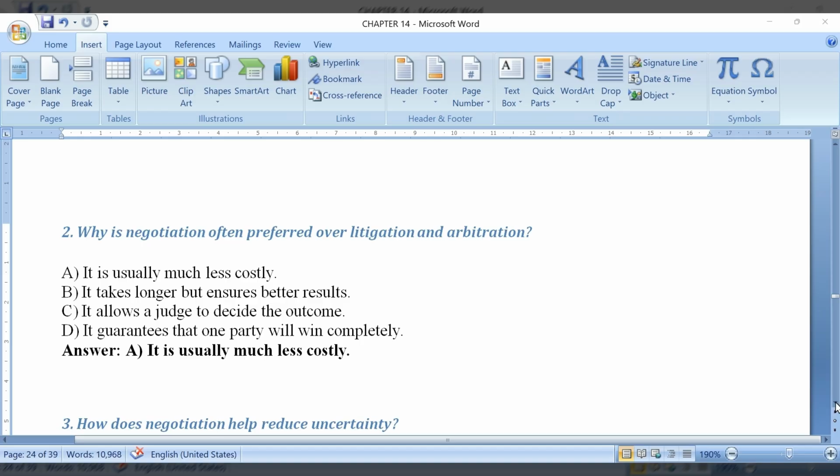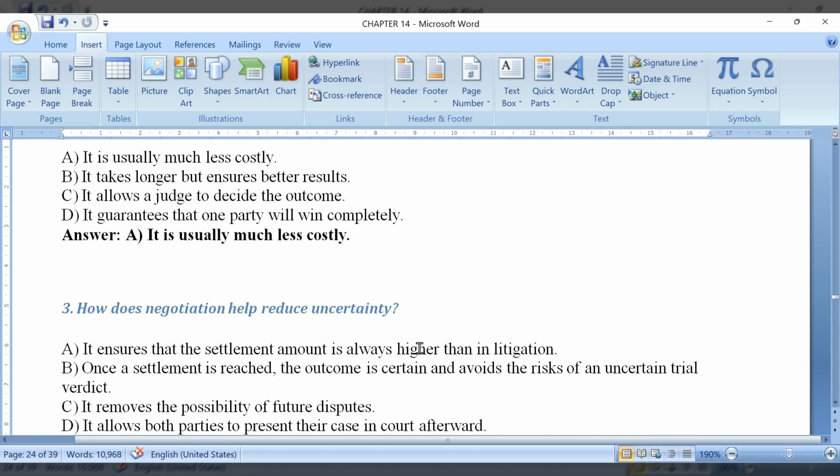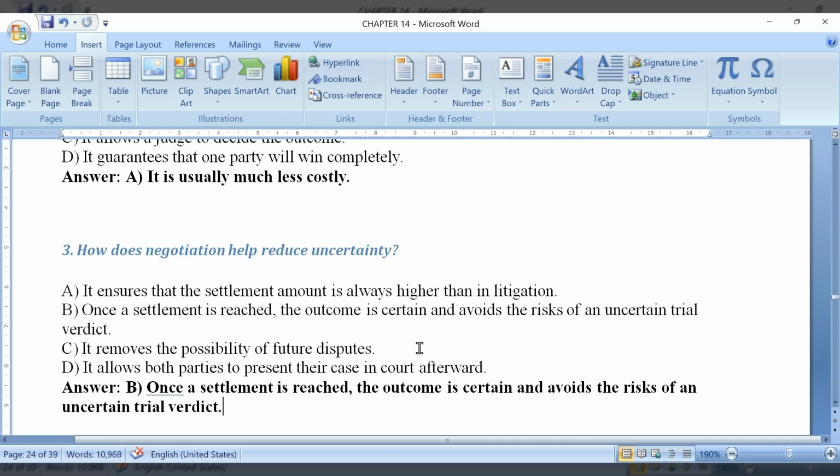3. How does negotiation help reduce uncertainty? A. It ensures that the settlement amount is always higher than in litigation. B. Once a settlement is reached, the outcome is certain and avoids the risks of an uncertain trial verdict. C. It removes the possibility of future disputes. D. It allows both parties to present their case in court afterward. Answer: B. Once a settlement is reached, the outcome is certain and avoids the risks of an uncertain trial verdict.